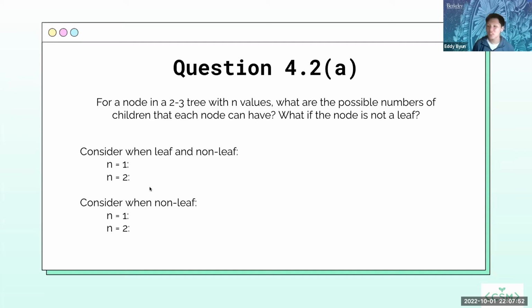Okay, so let's consider the case when n equals 2. Recall that one of the characteristics of a 2-3 tree is that when there are 2 elements in a node, there can either be 0 children or 3 children.